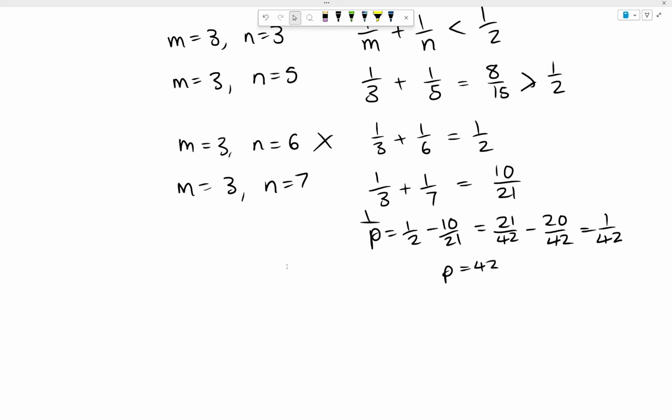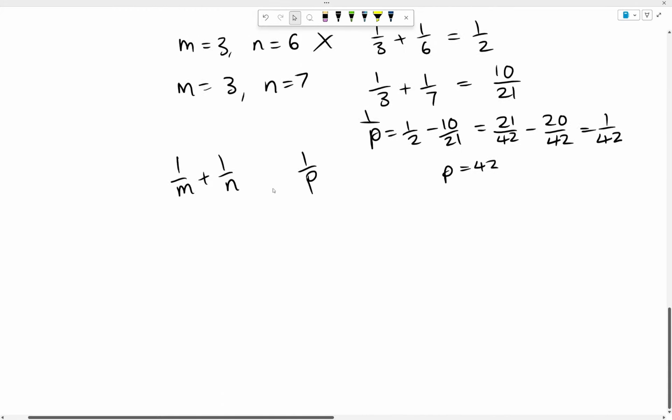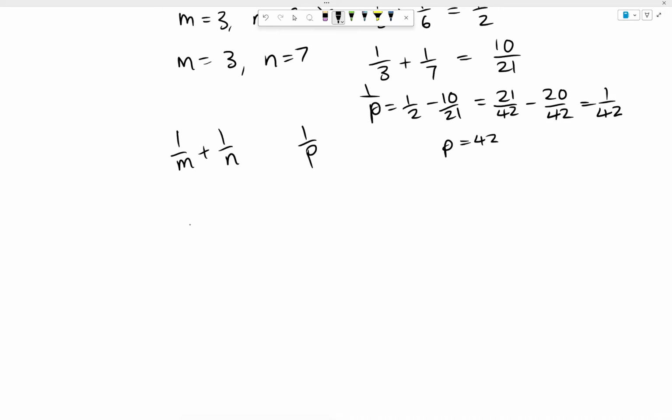If I choose a larger value of n, that's going to make the value of 1 over m plus 1 over n smaller, and therefore the value of 1 over p is going to get bigger. But we're trying to minimize the value of 1 over p, so I don't need to check larger values for n. So now I'm going to check the next largest value for m, which would be 4.